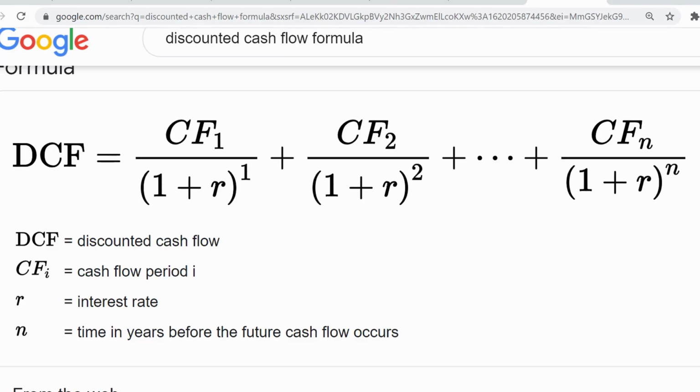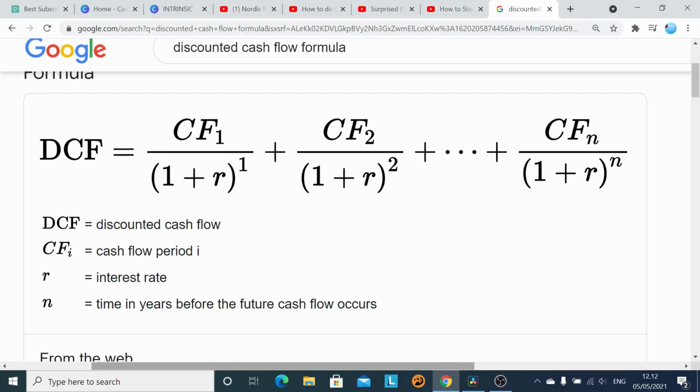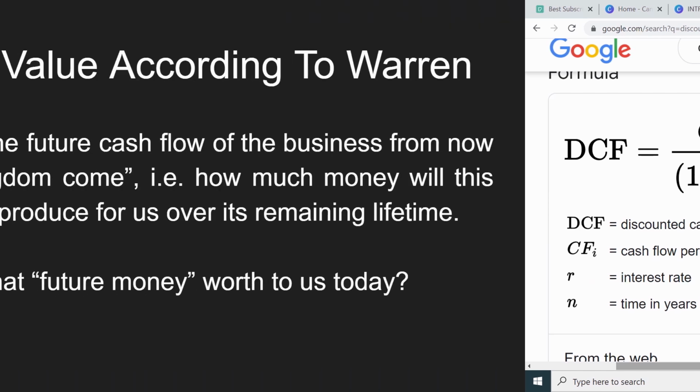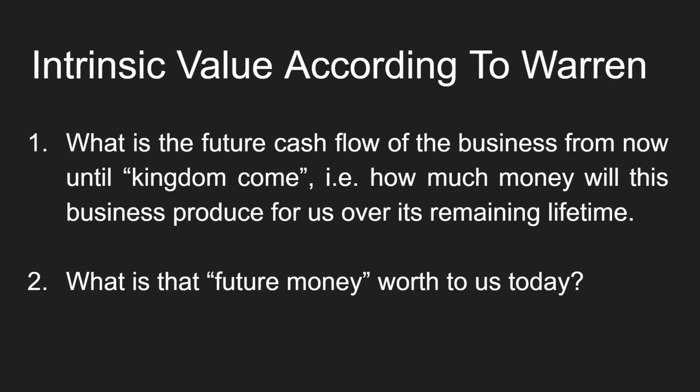Now on the screen you can see the basic formula of what Warren just said. This is the intrinsic value as defined by the discounted cash flow evaluation method. And now half of you have probably jumped off the chair in wild desperation while looking at this, but in reality, just like Warren said, we only really need to find out two things. One, what is the future cash flow of the business from now until kingdom come, i.e. how much money will this business produce for us over its remaining lifetime?